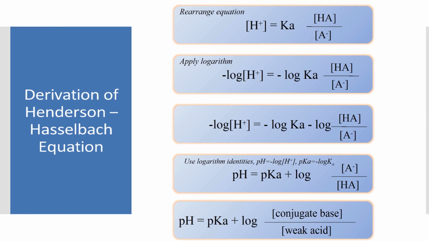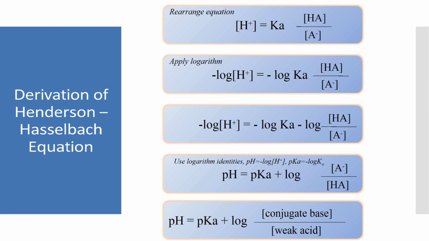Following this, let's continue rearranging the equation to derive the final form. We start by isolating the hydrogen ion concentration. So we get H plus equals Ka times a ratio of HA over A minus. The next step is to apply the negative logarithm to both sides. This gives us negative log of H plus equals negative log of Ka times HA over A minus. Using logarithm identities, we can expand this to negative log of H plus equals negative log of Ka minus log of HA over A minus.